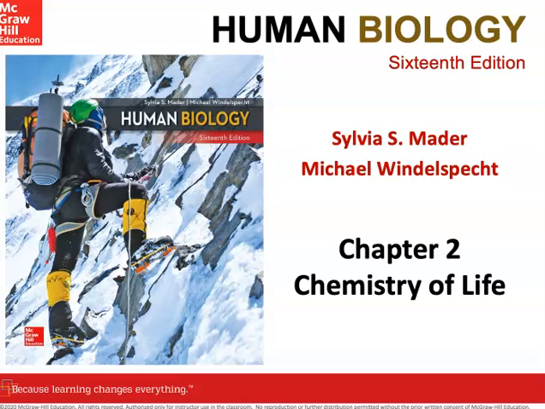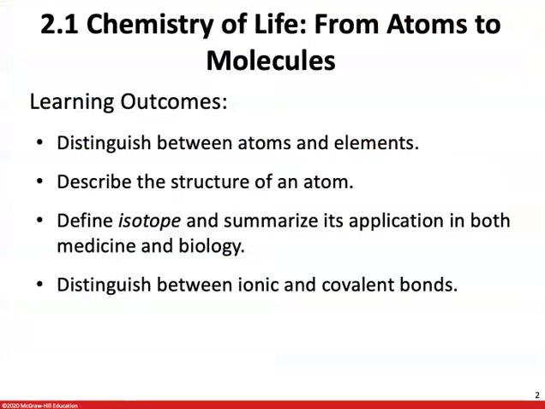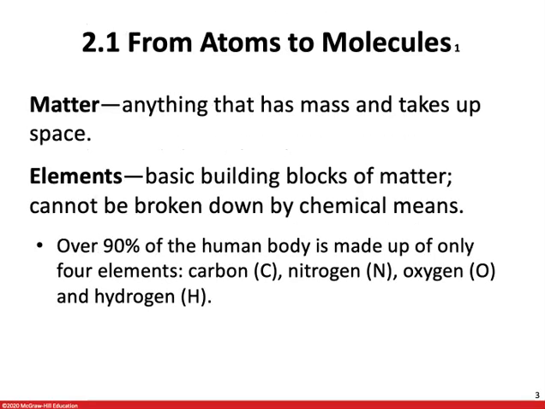All right, so this chapter, chapter 2, is going to review the chemistry of life. In this first section, chapter 2.1, the chemistry of life, we're going to talk about from atoms to molecules. You should be able to distinguish between atoms and elements, describe the structure of an atom, define isotope and summarize its application in medicine and biology, and then distinguish between ionic and covalent bonds.